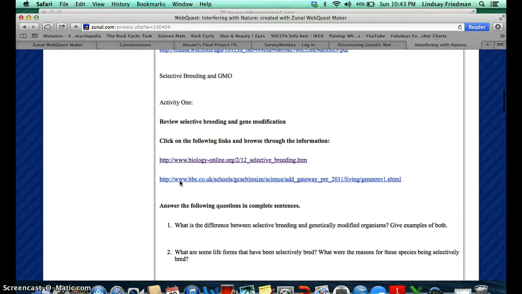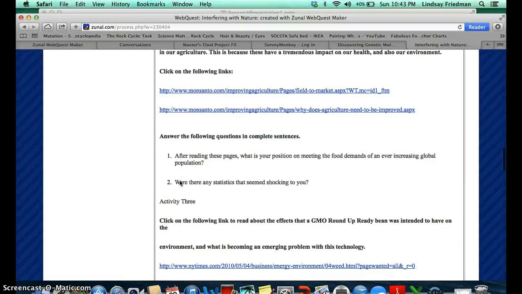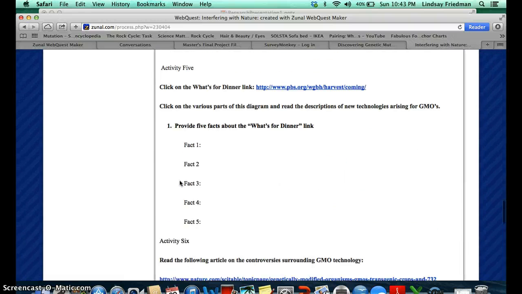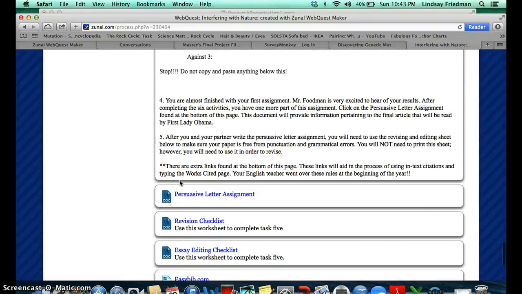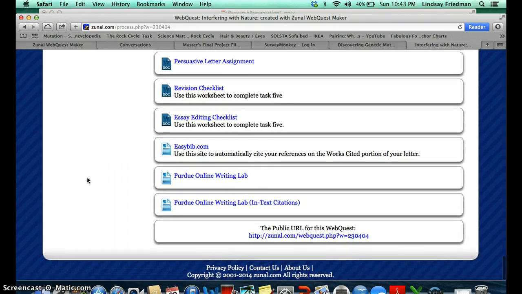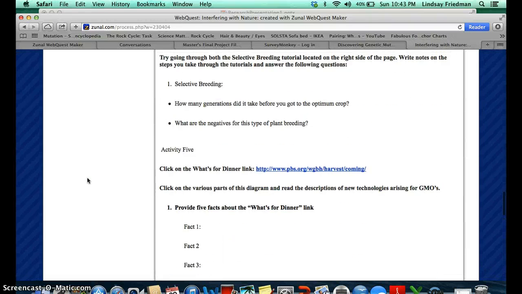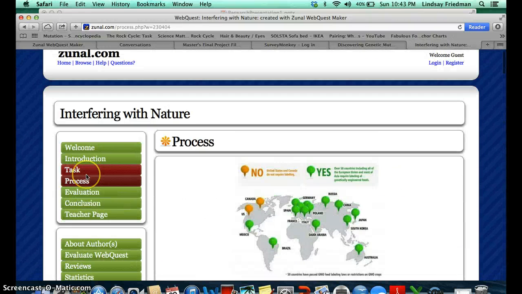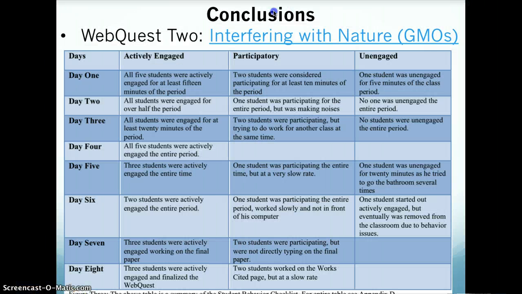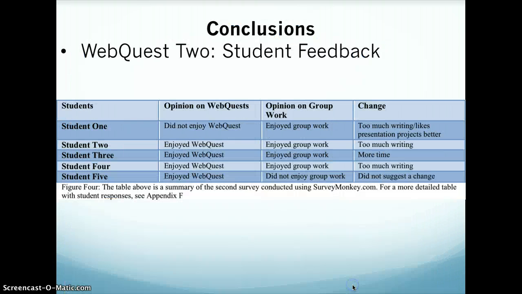So they had to take on the role of looking at GMOs, doing some activities with that, and then they had to create a persuasive business letter saying whether the GMOs should be allowed in food or not. And again, it also has an evaluation, conclusion, and teacher page. As you can see, this was a little bit lengthier with my observations because it did take longer to complete. And then again, I have my student feedback.